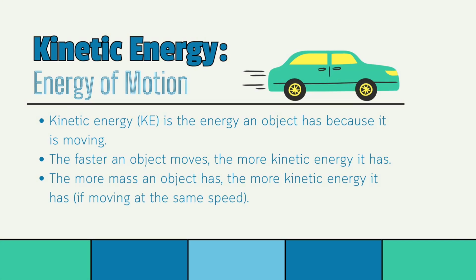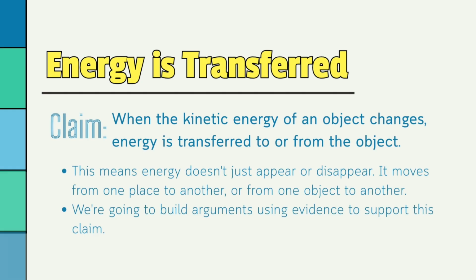Now let's talk about something very important. Energy does not magically appear or disappear. Energy is transferred. This brings us to an important claim. When the kinetic energy of an object changes, energy is transferred to or from that object. That means if an object speeds up, it gains energy from somewhere. And if it slows down, its energy goes somewhere else.